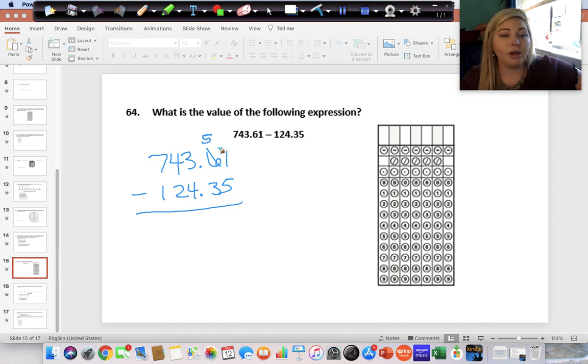So I'm going to borrow here. 11 minus 5 gives me 6. 5 minus 3 is 2. Bring down your decimal point. We're going to have to borrow again. 13 minus 4 gives me 9. 3 minus 2 gives me 1, and 7 minus 1 is 6. So we have 619 and 26 hundredths.